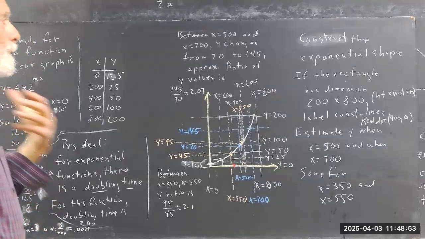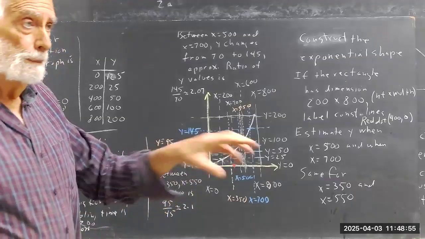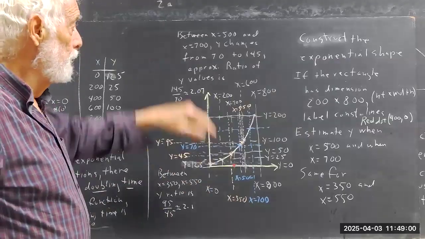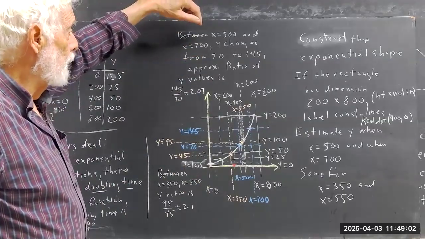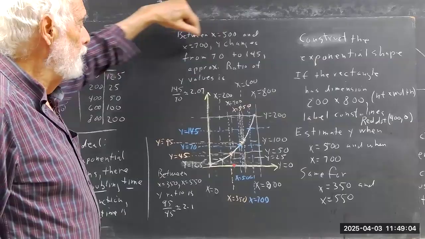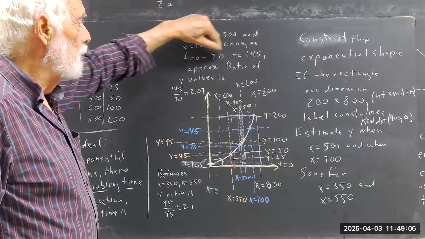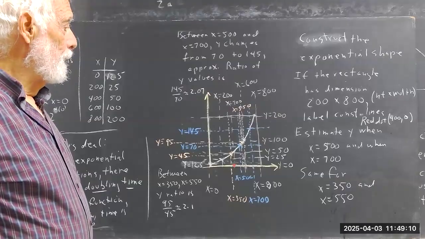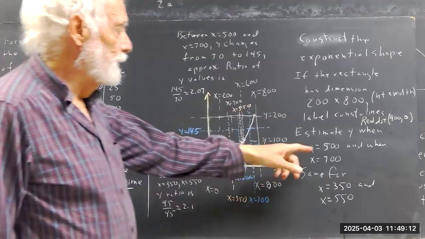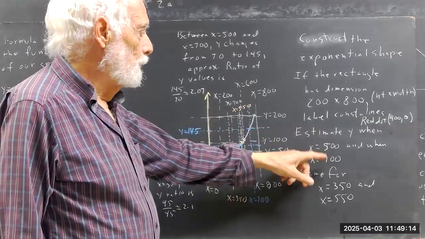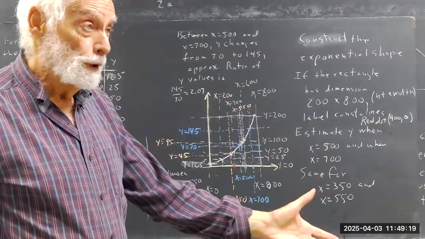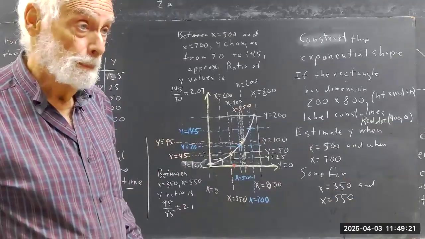Then I asked the question, you can review that video. I mean, kind of flip through it, see what you need to see if you need to do that. But I said between x equals 500 and x equals 700, y changes from 70 to 145 approximately. Okay. Well, that's an answer to estimate y when x equals 500 and x equals 700, right? And everybody knows how to do that. That's some people good at.